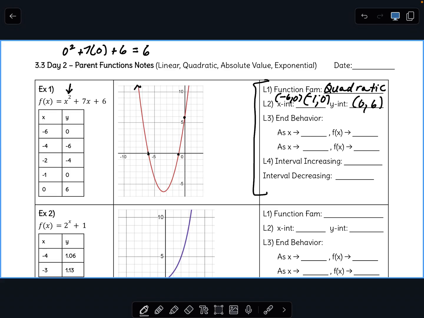All right, and end behavior. I'm going to put my arrows here. So remember, you're talking about the ends of your function in relation to the x-axis. So as x is approaching negative infinity, my f of x, so y, is approaching infinity. As x is approaching positive infinity, my f of x, or my y, is also approaching positive infinity.